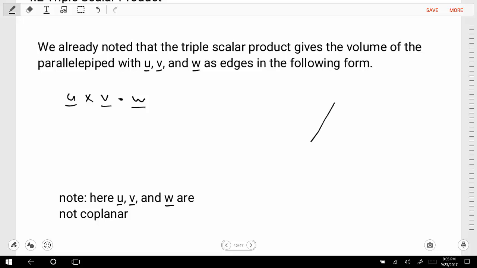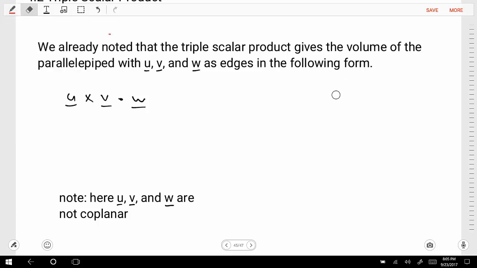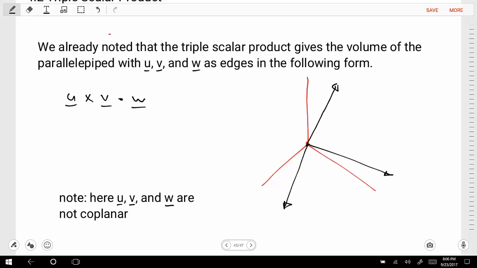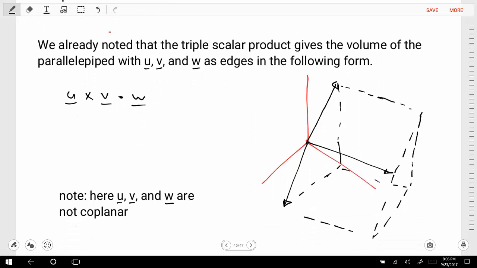So we can try to draw these if we would like. Let's draw first a coordinate system that is orthogonal, and then let's draw our vectors that are not orthogonal to each other. And we can say that the volume formed by these is our triple scalar product here.